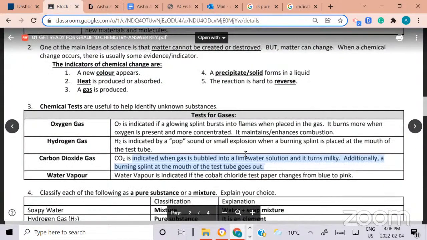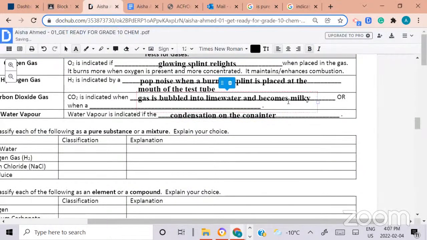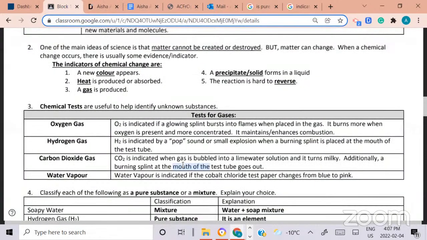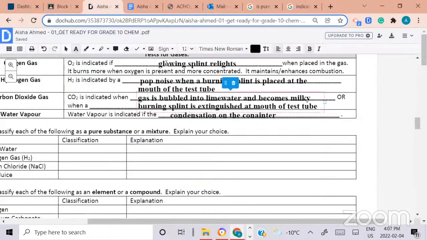Okay, and then the next one is about the burning splint being extinguished. So burning splint at the mouth is extinguished or goes out. Is extinguished at the mouth of the test tube. Are you sure it's at the mouth? I think you literally put it all the way in, but okay, check the wording for that. Mouth. Okay. But yeah, it does go out pretty much.